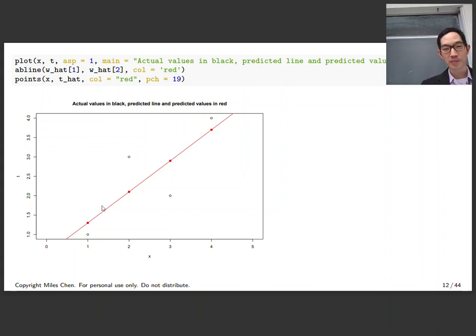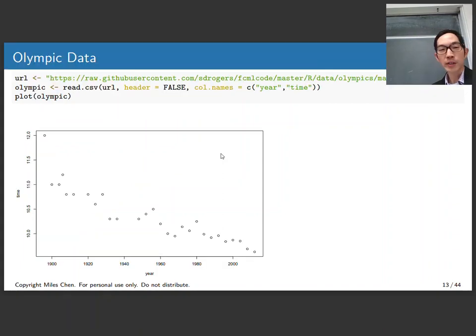So indeed, yes, this gives us slightly better performance, and this is our best fitting line. So we can do the same kind of thing.